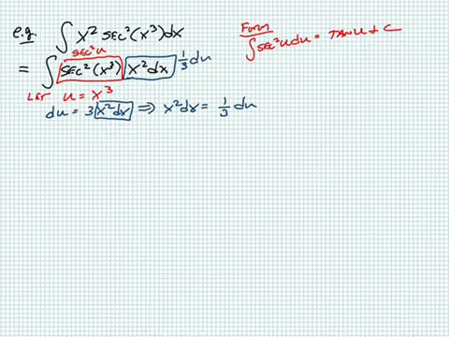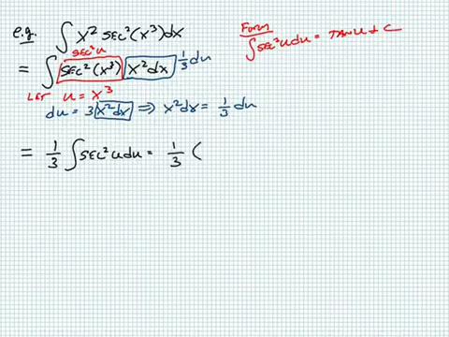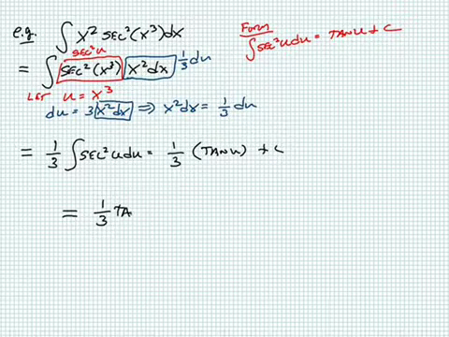Okay, so now it becomes a relatively easy problem. I'm going to pull out that 1/3. So I've got 1/3 the antiderivative of secant squared of u du, which is equal to 1/3, and then the antiderivative of secant squared of u is tangent of u plus c. And then the last step that I need to do here is just put my u back in. So the antiderivative is 1/3 tangent of u, and u was x cubed, plus c.